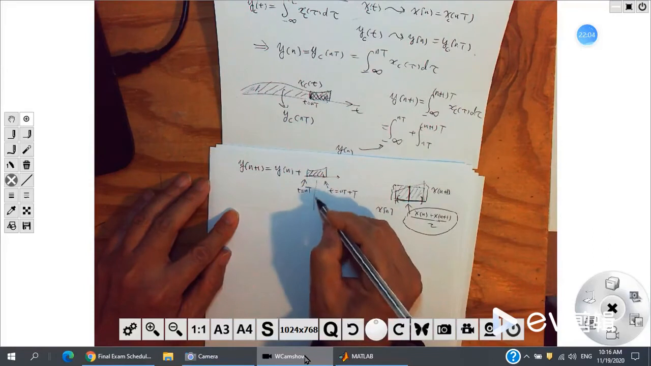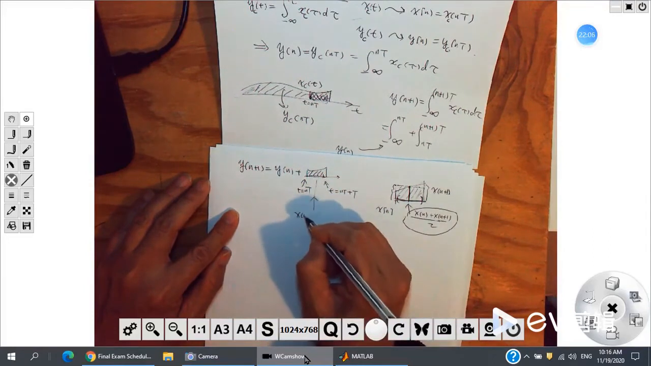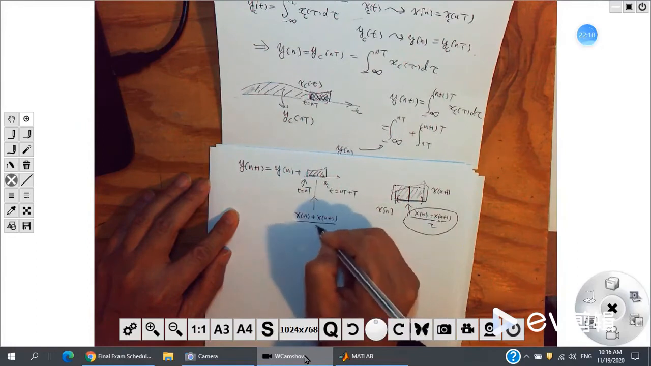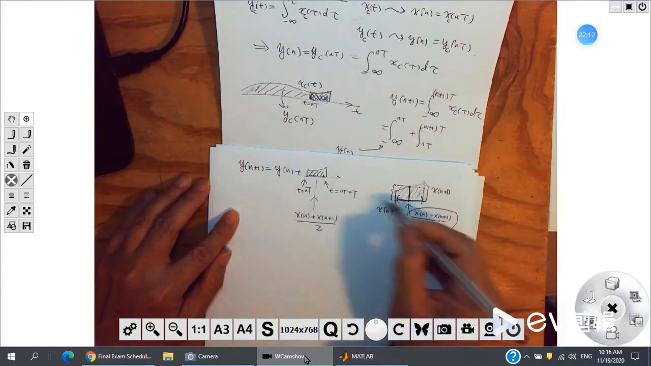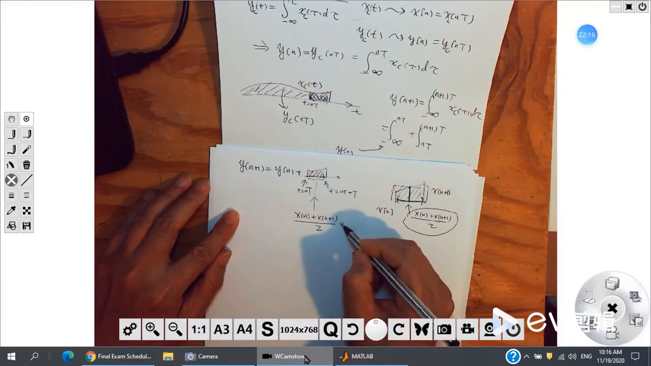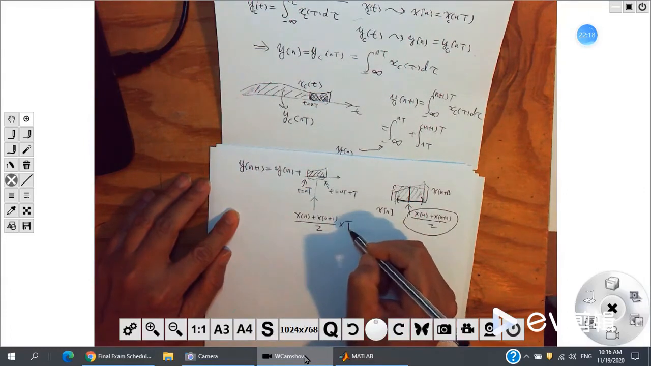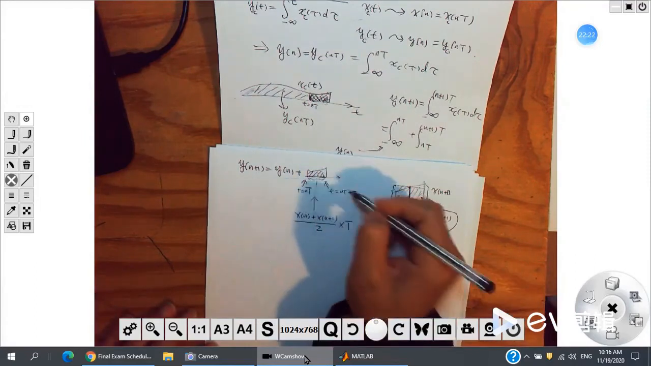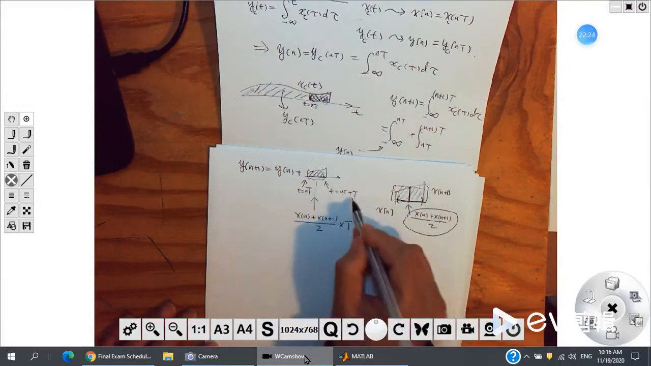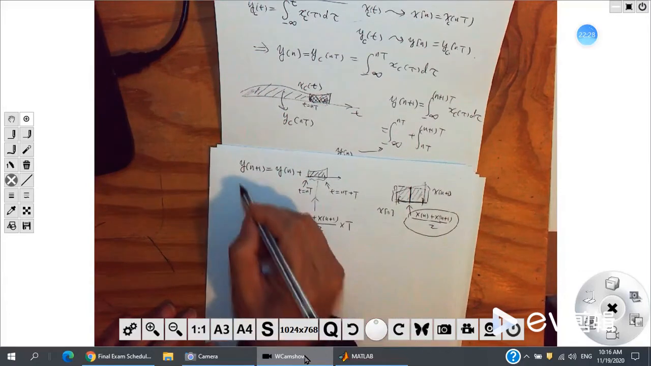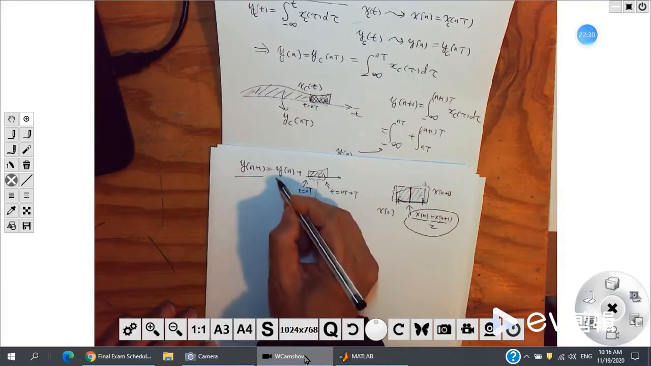So this part will be x of n plus x of n plus 1 over 2 times the length. What is the length? It is T. Every T we take a sample, so the length is T, from nT to nT plus T. This area is this one. So we have y of n plus 1 equals y of n plus this one.